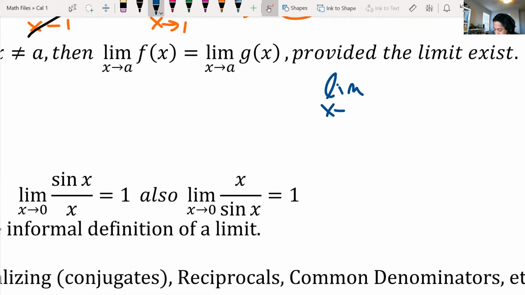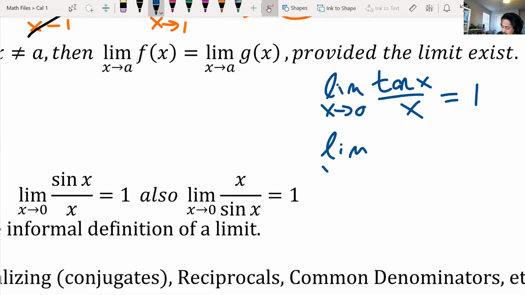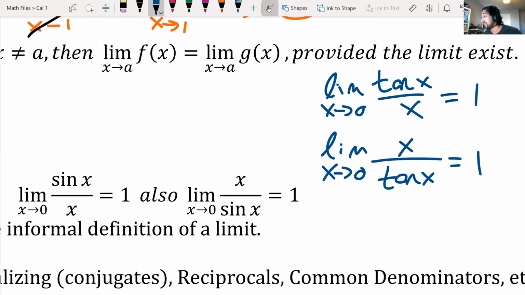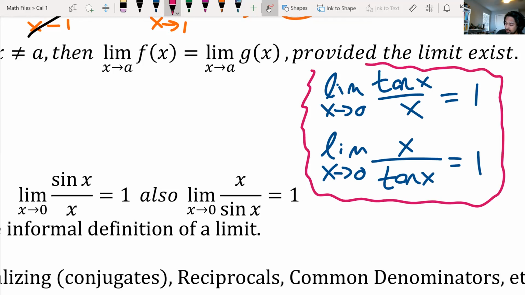The limit as x approaches 0 of tangent x over x will be 1. And the same could be said for the limit as x approaches 0 of x over tangent x is 1. So if you ever see these, those will always equal 1 as well. So these are other fancy trig limit identities for us.